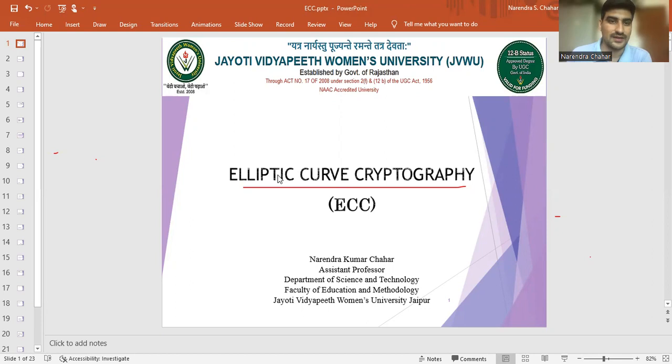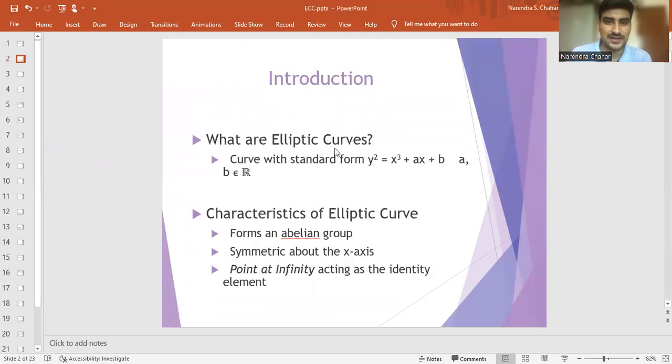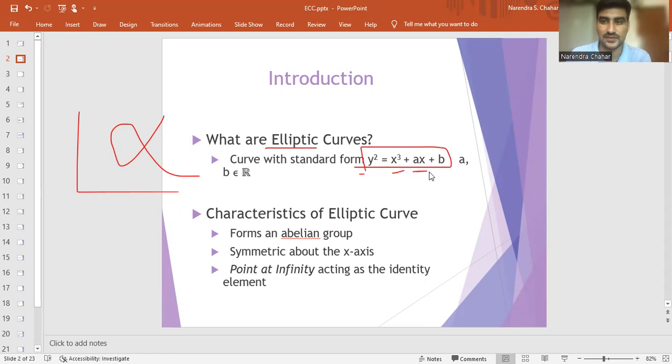So let's discuss, what are elliptic curves? When we see any graph, there are some curves drawn like this. This is the standard equation for that: y square is equal to x cube plus ax plus b, where a and b belong to R. There is a number. Now, talking about the characteristics of elliptic curves.